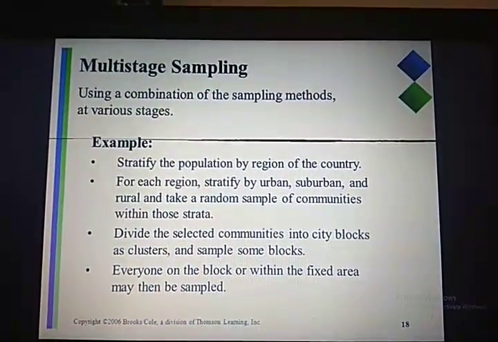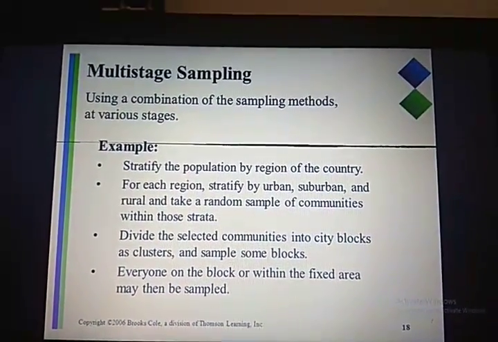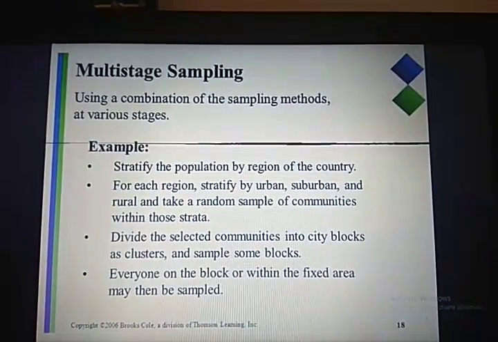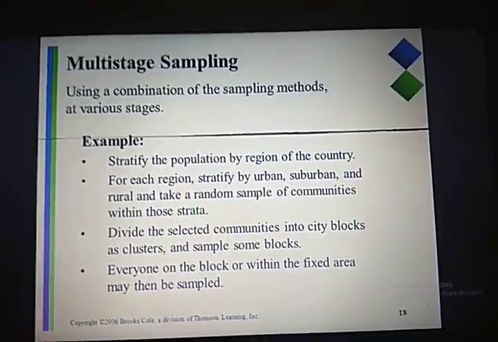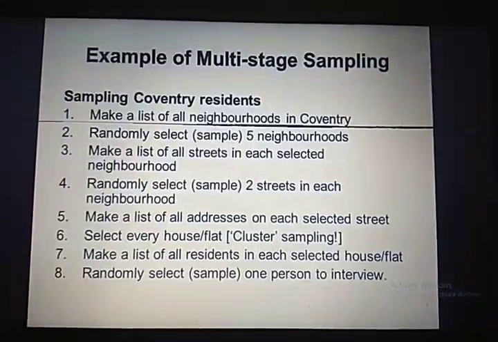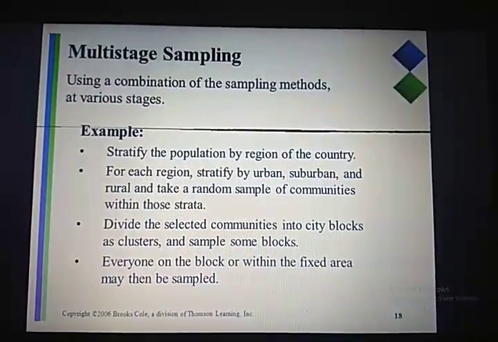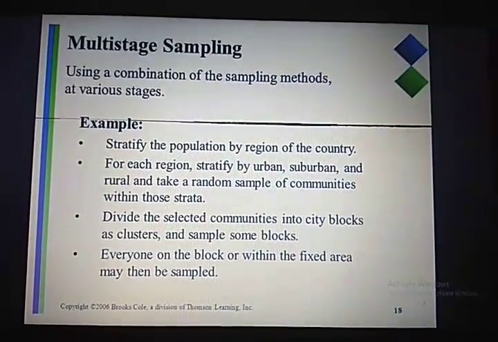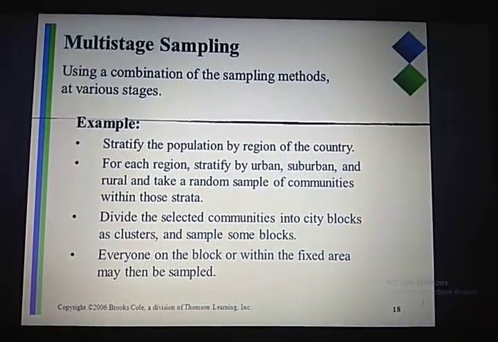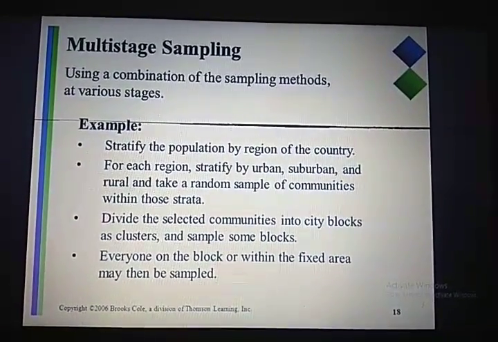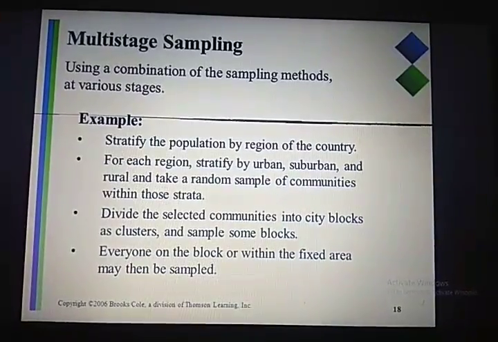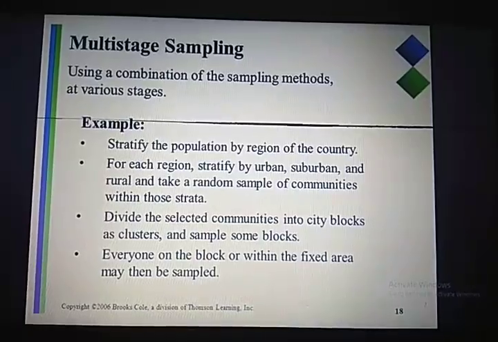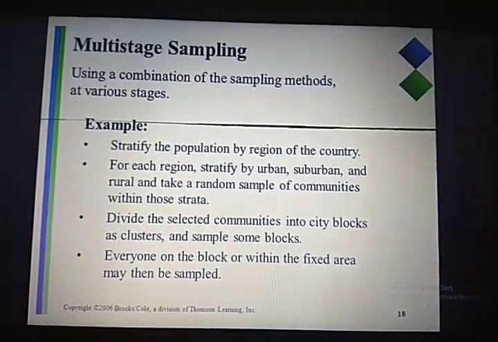Now the last type of random sampling is multi-stage sampling. It means using a combination of sampling methods at various stages. Examples are enumerated here. As you can see, stratify the population by region of the country. For each region, stratify by urban, suburban, and rural, and take a random sample of communities within those strata. Divide the selected communities into city blocks as clusters and sample some blocks. Everyone on the block or within the fixed area may then be sampled.